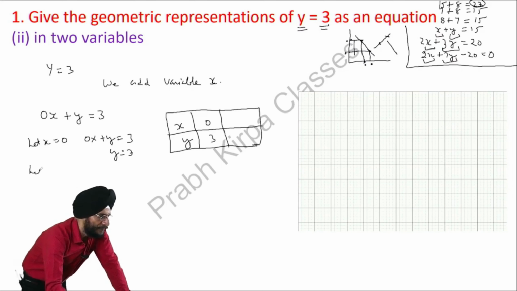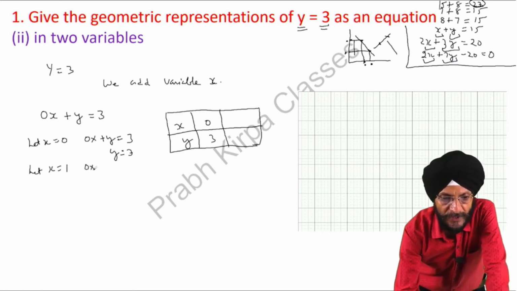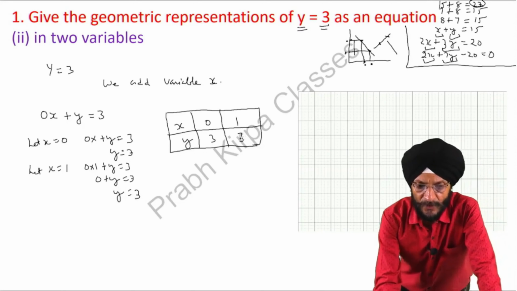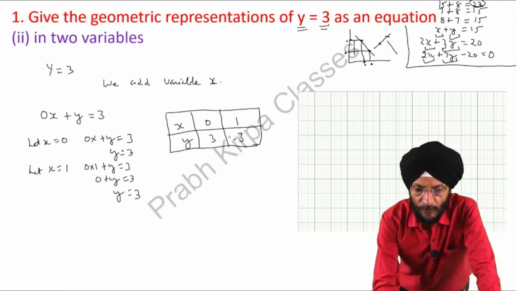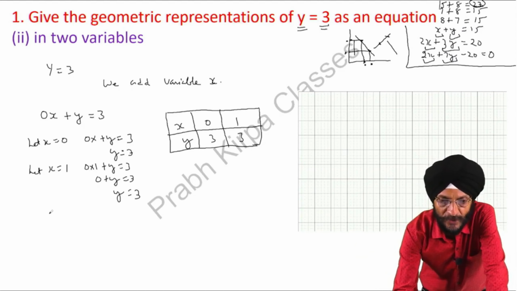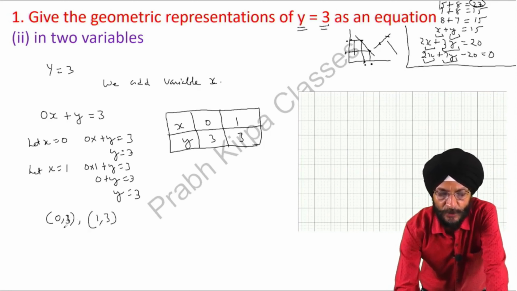Now let x is equal to 1. Then what will happen? 0 into 1 plus y is equal to 3, then it will be again 0 plus y is equal to 3, y is equal to 3. So x is equal to 1, y is equal to 3. We will now form the graph on the basis of these two solutions. What are the solutions which we have obtained? 0, 3, this is the first solution. Next is 1, 3, this is the second solution.